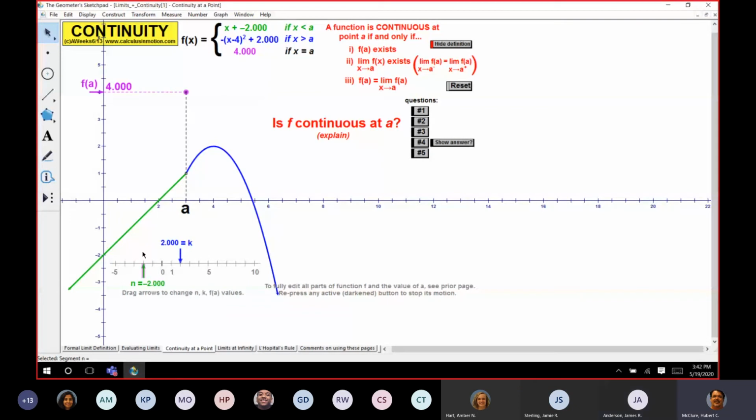Okay. So you can move this up and down, but you've got to be able to read the graph. And right now, I just want you to be able to read the graph.